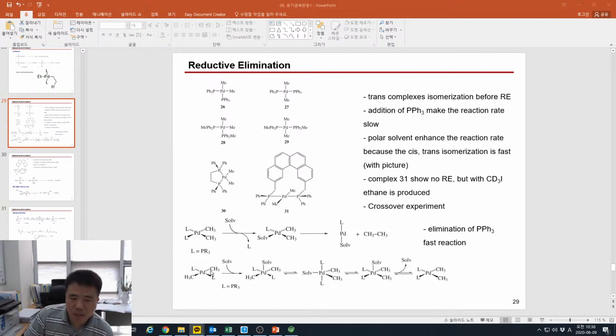How about this? In this case, trans. So we know that reductive elimination of trans is not possible. But if you add a solvent that occupies the top and generates a new type of complex, and then the solvent kicks out, so cis position is produced. So in transition metal catalysis, the choice of solvent is very important. So you need to be careful to choose the solvent.